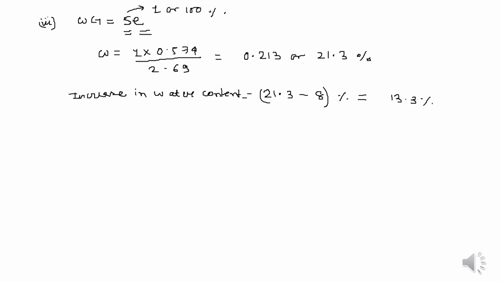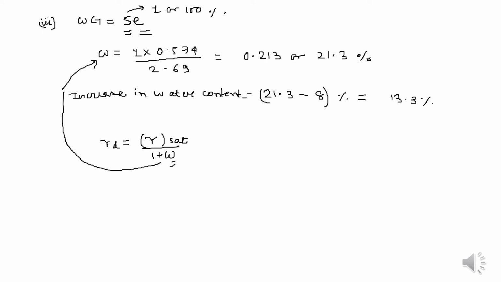Now we have to find out the increase in the bulk unit weight of the sample. The previous unit weight of the sample was 18.1 kilonewton per meter cube after construction. To find the saturated unit weight of the sample, we can simply use the relationship gamma equals gamma D times 1 plus the water content of the sample. This gamma is now saturated, as the soil has become saturated due to the rains, and the water content is the new water content that we have got.